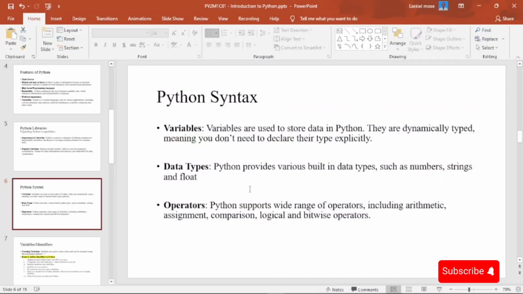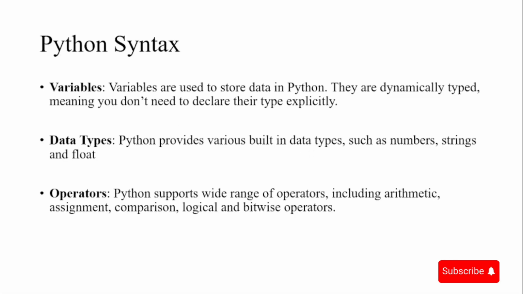Or we define this into three categories: the variables, the data types, and the operators. We're starting with the variables, whereby I said variables are used to store data in Python. I'm giving you an example of variables.